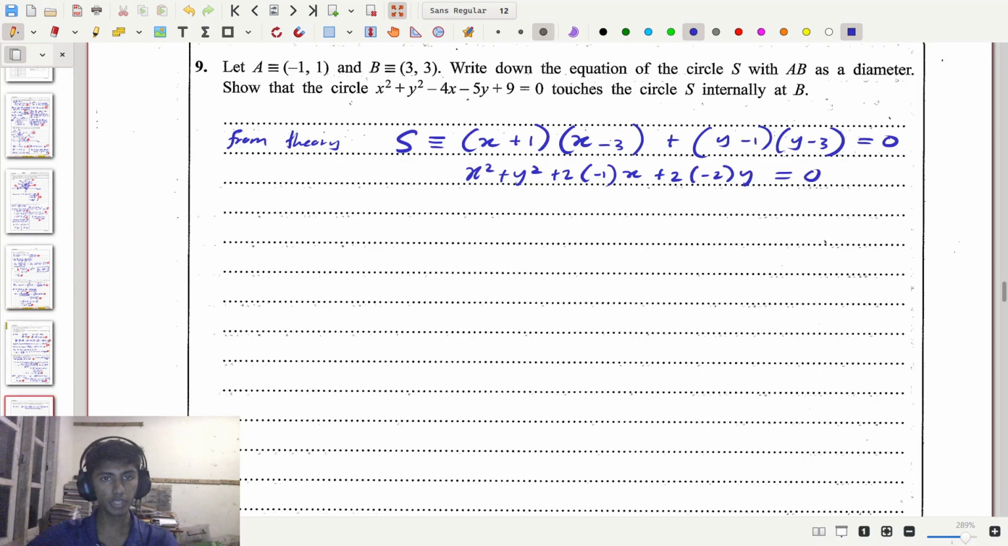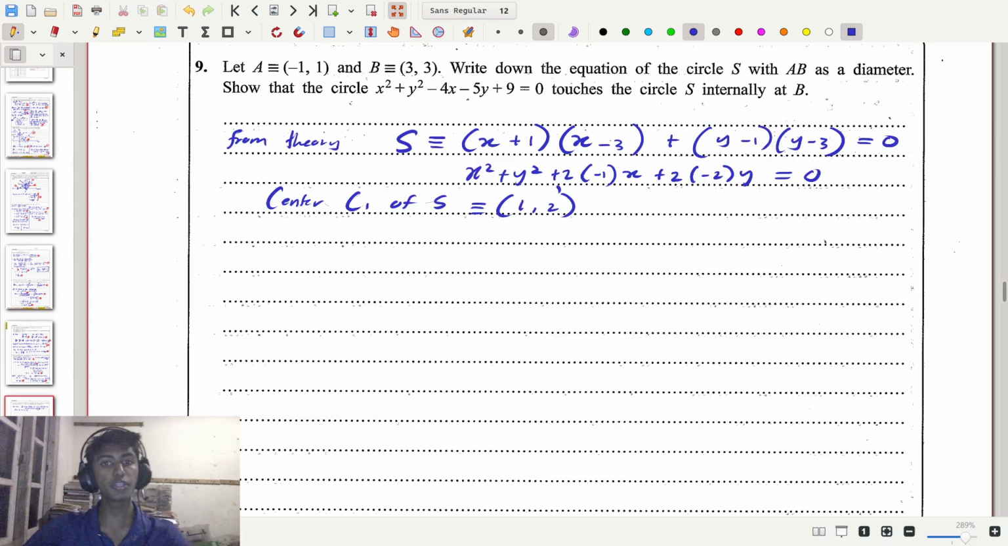Now according to this, we can say the center, let's say C1 of S, is given by, and we can see we have -1 here and -2 here. So in that format, F is -1 and G is -2, and therefore the center is going to be -F comma -G, which is going to be 1 comma 2.